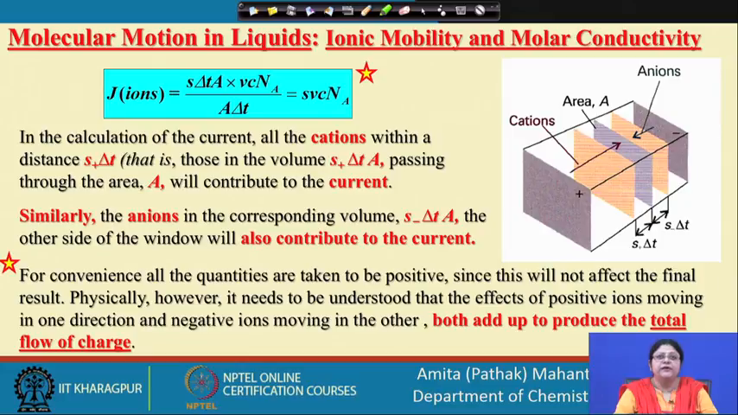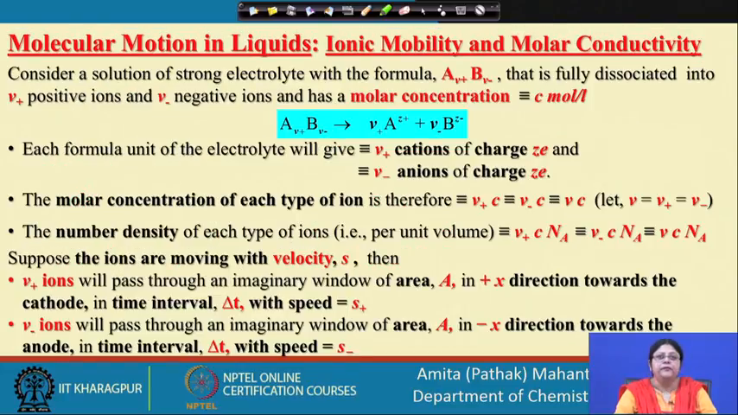So, when we say that the speed of the ions is S plus, what do we mean by that? That means we are talking essentially of the cations. The number of cations present per formula unit is nu plus. So, nu plus ions are passing through an imaginary window of area A and moving in the x plus direction towards the cathode. Positive charges move towards the cathode, that means towards the negative electrode, in time interval delta t.